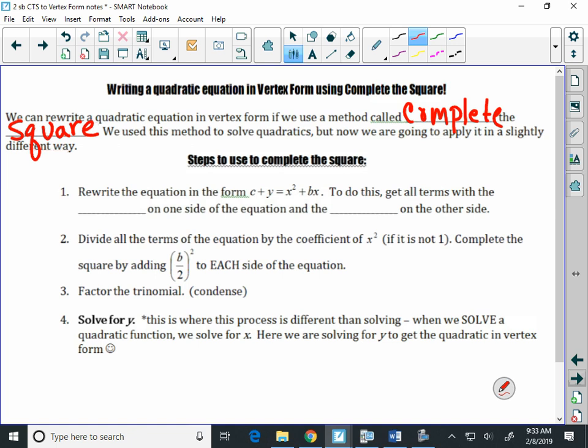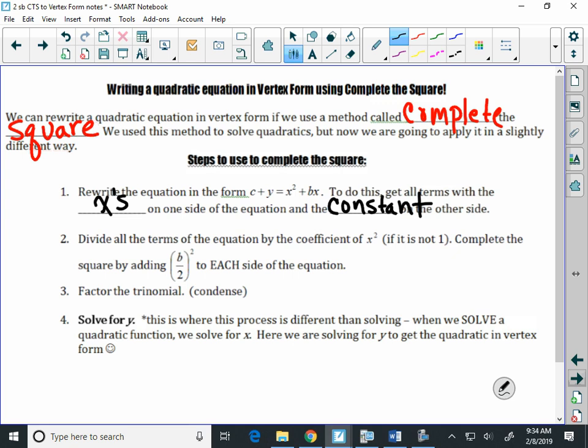It says rewrite the equation first of all. So it's almost the same as what we did in our last unit with solving quadratics. But what we're going to do today is instead of the equation equaling 0, it equals y, or f of x. So we're going to rewrite the equation so that it's in the format of c plus y equals x squared plus bx. What that means is we're going to get all of the terms with the x's on one side of the equation and the constant on the other side. I still mostly say put the variables on one side, the constant on the other. Just so you know.